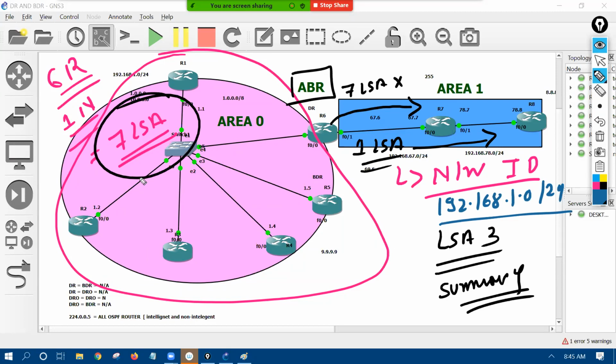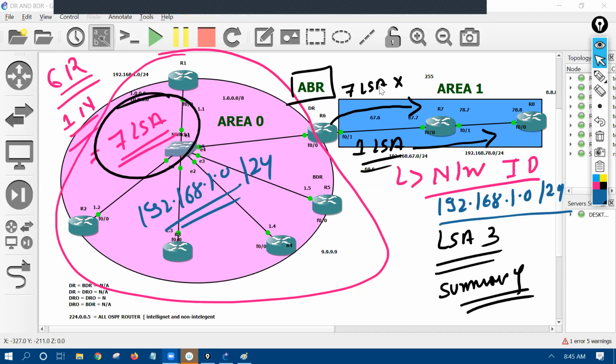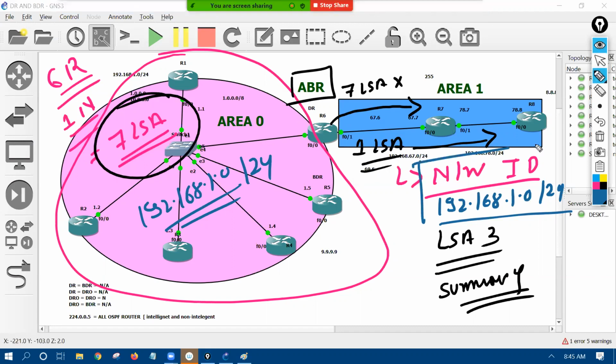All this network. What is the network ID? What is the network of this guy? So instead of sending the 7 LSA, can you imagine? Instead of sending the 7 LSA information, I'm just sending the short information, summary information, 1 LSA. I'm not going to send the complete information. I'm just going to send the 1 LSA information, and that LSA information is going to contain the network ID. That's it. And it is generated by the ABR router.